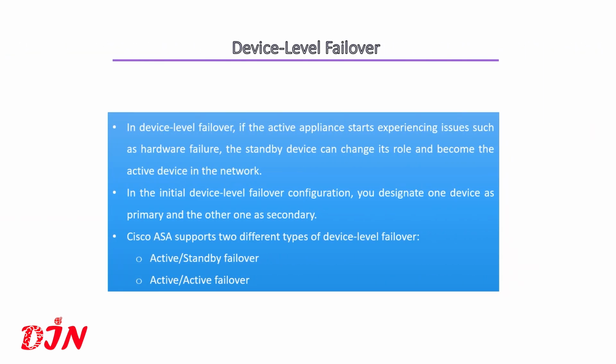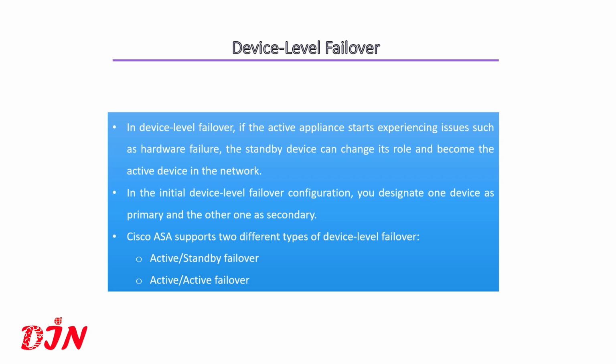Device level failover. In device level failover, if the active appliance starts experiencing issues such as hardware failure, the standby device can change its role and become the active device in the network. In the initial device level failover configuration, you designate one device as primary and the other one as secondary.